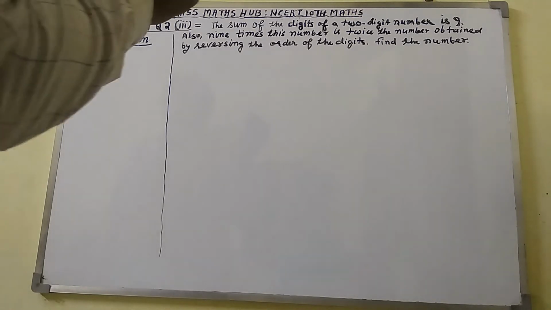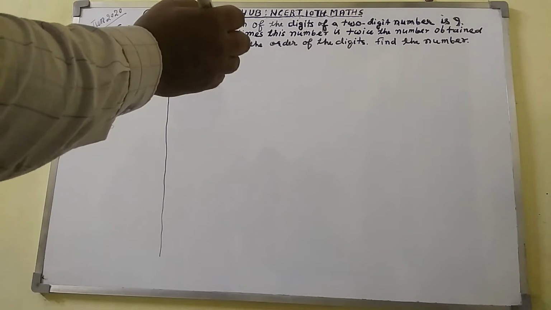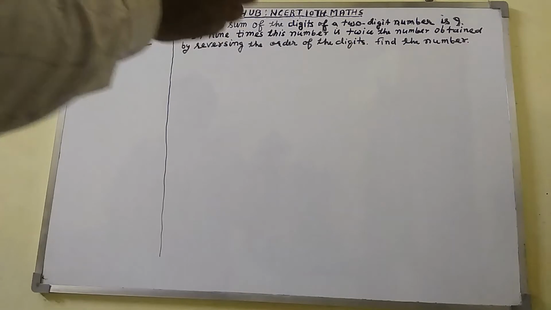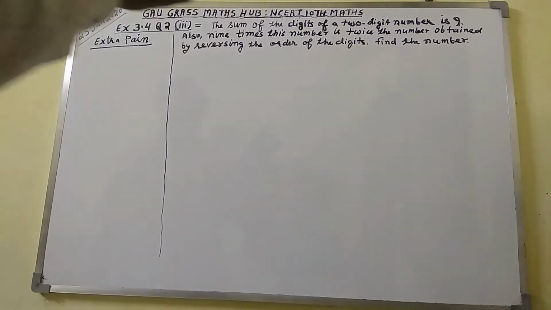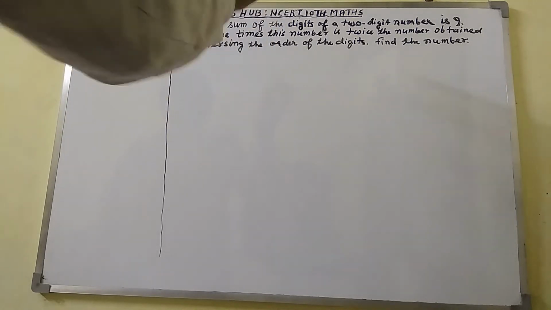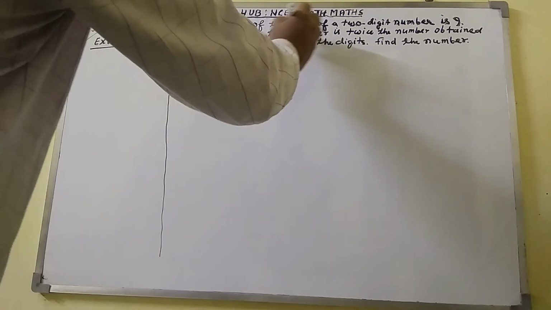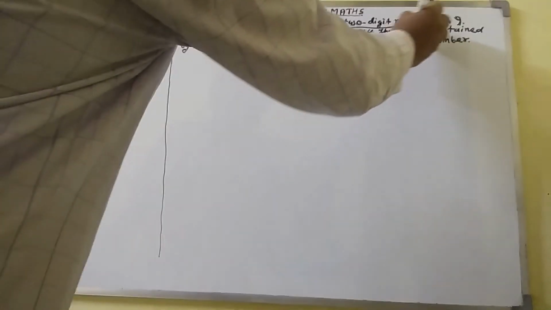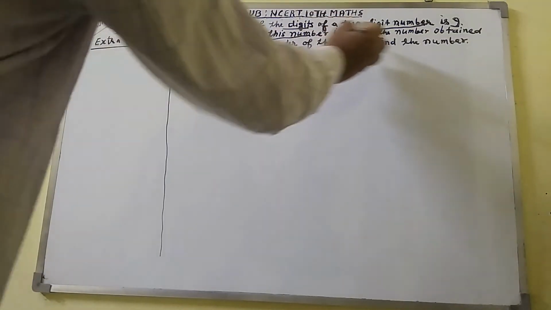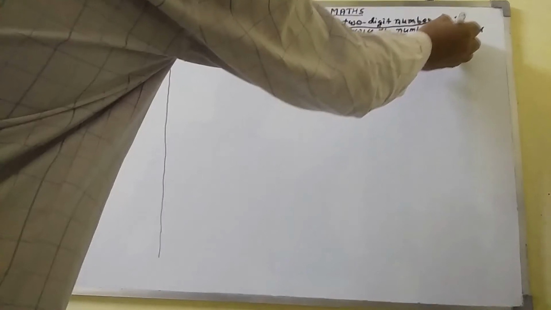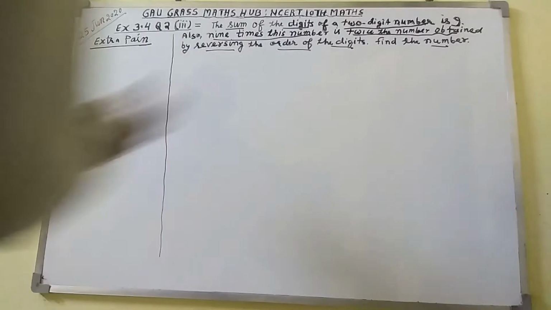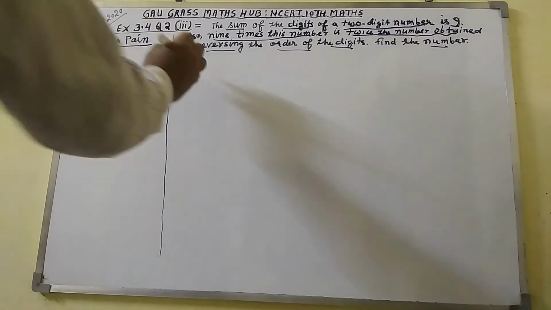First of all, go through the word problem very carefully twice or thrice and underline the key points in the word problem. Now I am going to underline the key points here. Here it says the sum of digits of a two-digit number is 9, 9 times this number, twice the number obtained by reversing the order of digits. Find the number.